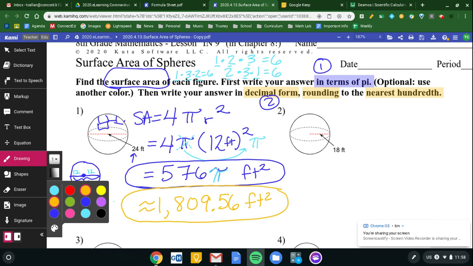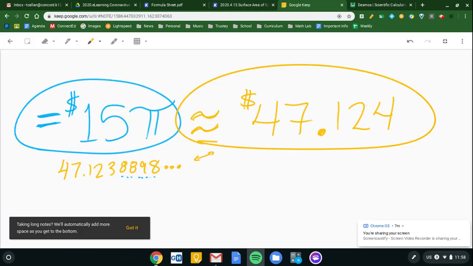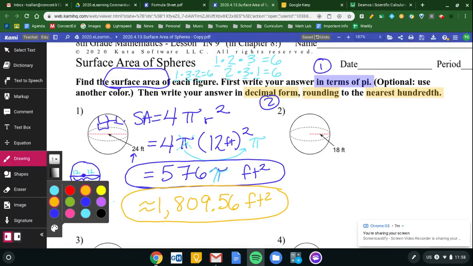Now remember, like I asked you at the beginning, which amount of money would you rather have? Noticing that they're pretty much the same amount. These two answers are pretty much the same, but the blue answer, 576 times pi, has all those crazy decimal places, so it is the exact answer. But the orange answer does not have all those crazy decimal places, so it is approximate. Directions ask us to write our answer in both forms, so we will leave it in both forms, and we will move along.